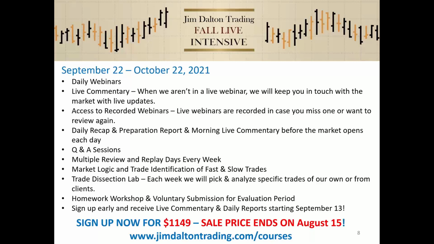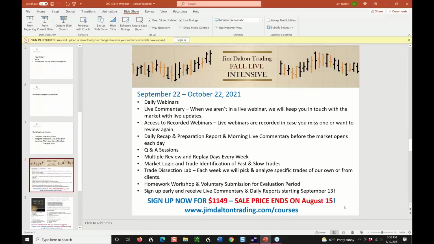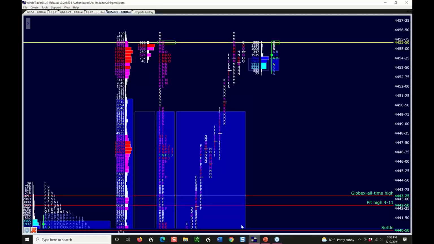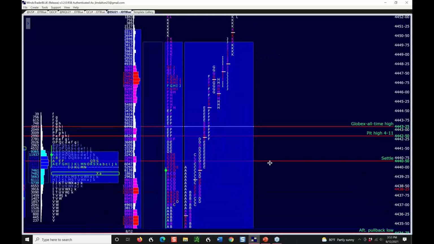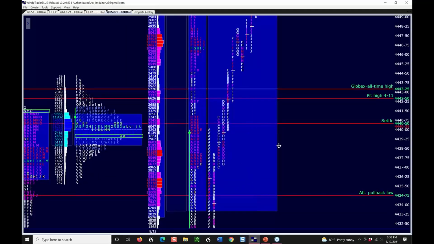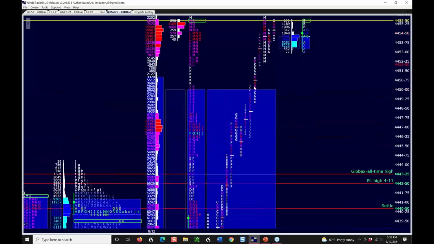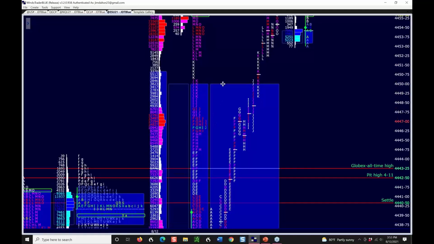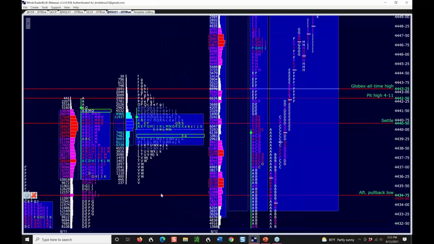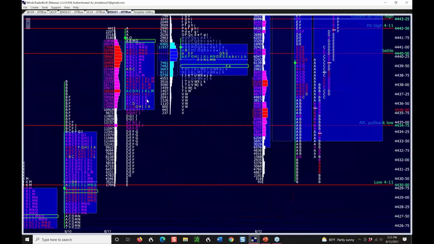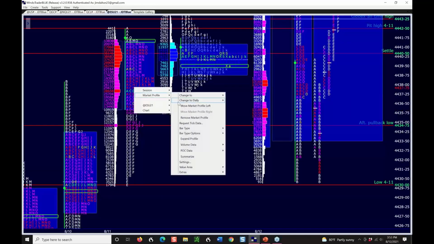What I'd like to do now is go to my screen and look at some profiles and talk about some things. The way my profiles are set up, this is today, not spread out, and this is just spread out. Same profile, this one's spread out, this one is not. This is condensed. But what I want to show you, talk about what to look at.